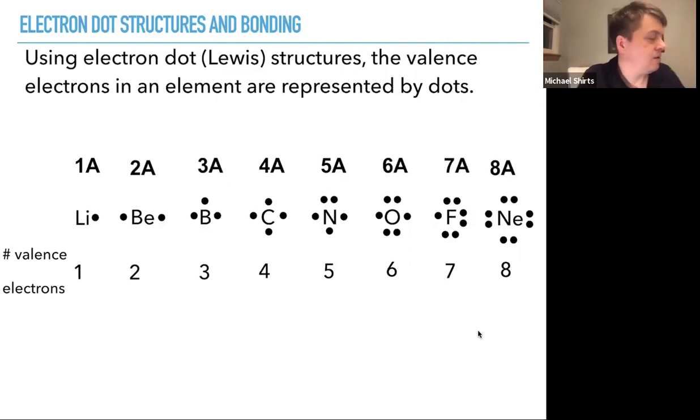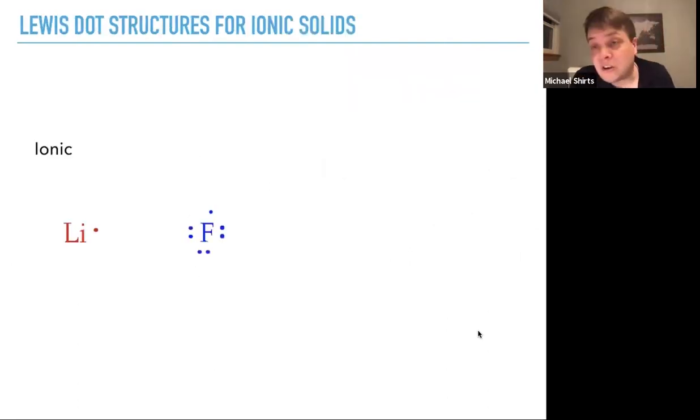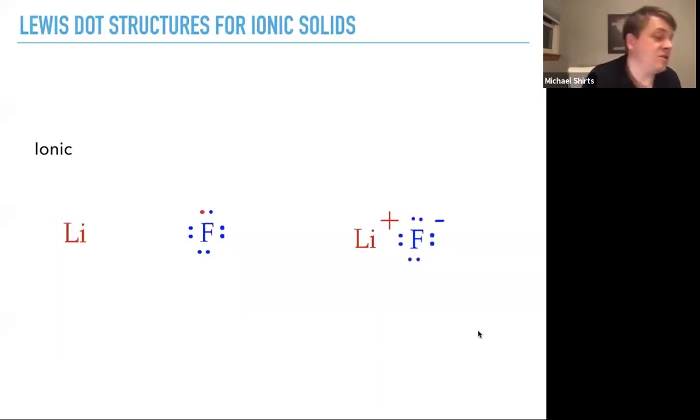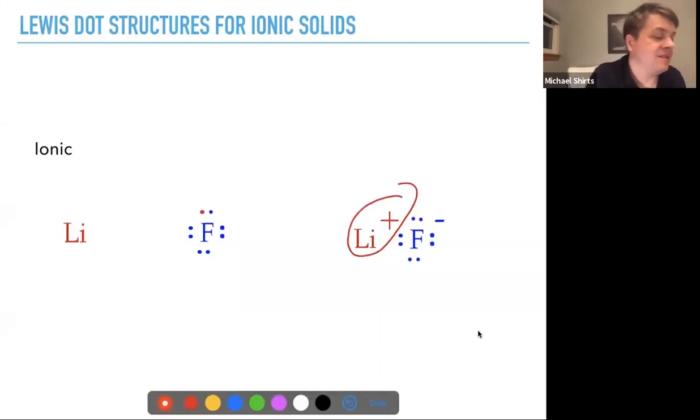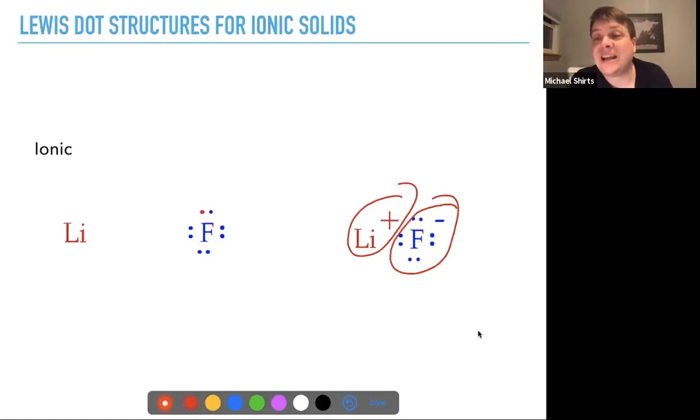So Lewis structures for ionic solids are pretty simple. Here's the Lewis dot structure for lithium and the Lewis dot structure for fluorine. All we do is move that electron over, so lithium becomes lithium with no valence electrons and a positive charge, and fluorine has 8 valence electrons and a negative charge because it has 1 more electron than it would need to be electrically neutral. And that's it. That's the Lewis dot structure for lithium fluoride. Pretty simple.